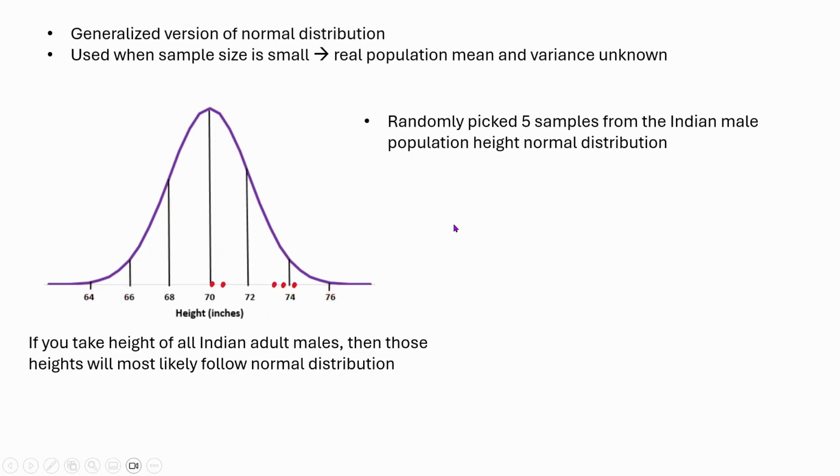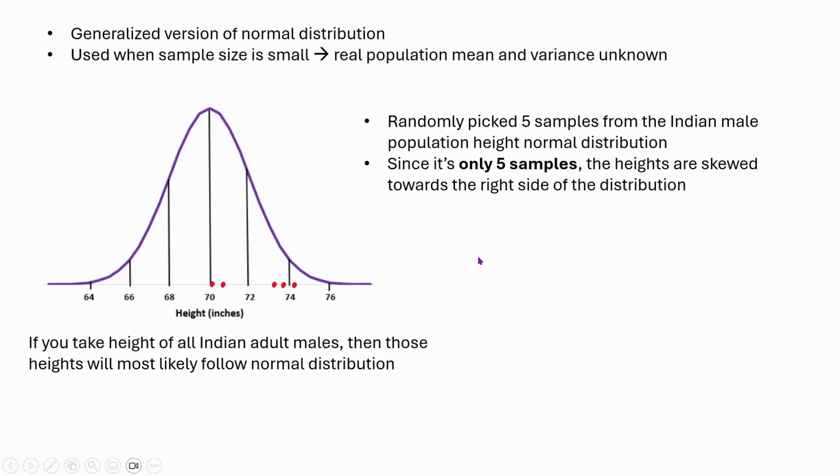Now, suppose we randomly pick only 5 samples from this distribution. So this is just random sampling. If we randomly sample 5 samples, they can fall in these ranges. So they can be these 5 red dots, all right? Since it is only 5 samples, the heights are very much skewed towards the right side of the distribution.